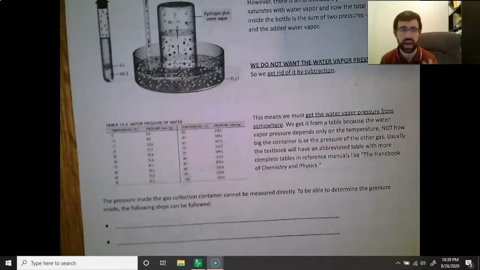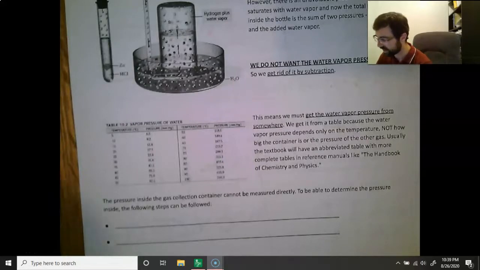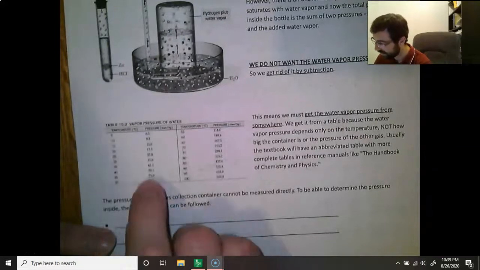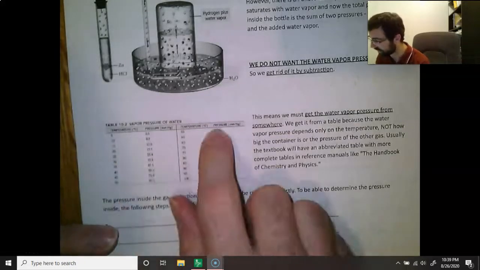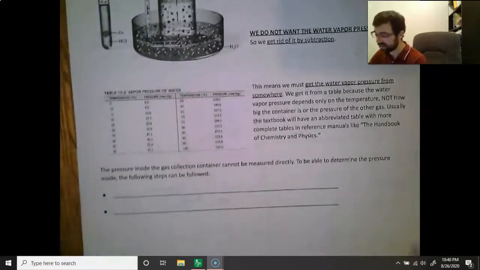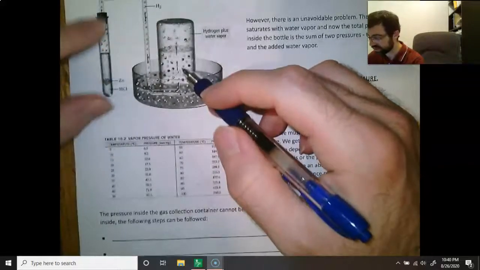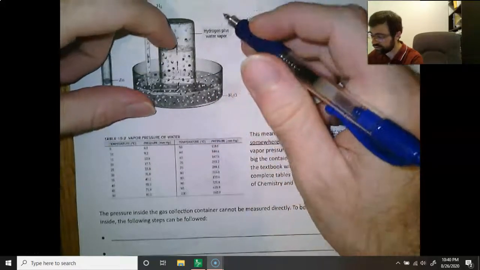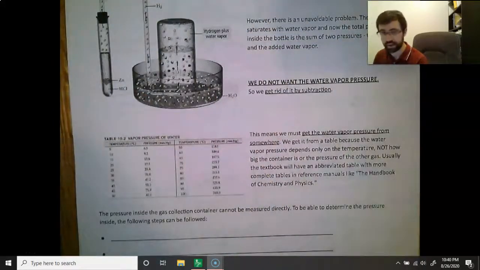It doesn't matter how much gas you have. It doesn't matter how big your container is. There's a lot of different variables. Really, it only matters what the temperature of the room is, and that will tell you the water vapor pressure. You can't really measure the pressure directly, okay? So what we can do is make some assumptions, and they're good assumptions, that the pressure inside the container, because of the way this is set up, is going to be equal to the air pressure in the room, okay?